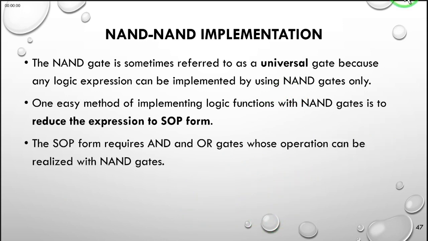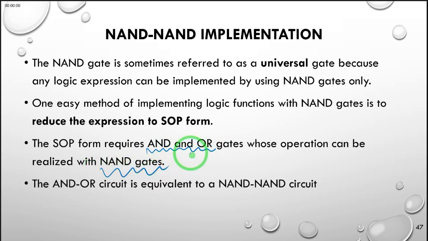So the SOP form requires AND and OR gates, whose operations can be realized with NAND gates. That means that we are going to be replacing AND and OR gates with NAND gates, and the AND-OR circuit is equivalent to a NAND circuit. The key idea here, again I repeat, is to understand that you can implement an inverter using a NAND gate. Once you are able to do that, you just need to know that you can introduce double bars, where the first bar performs a NAND operation and the next one performs a NOT operation, and therefore you are able to perform an AND-OR operation using NAND.